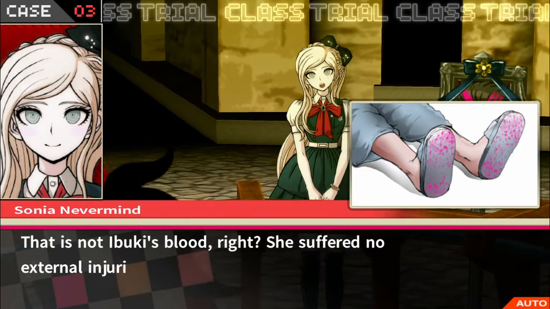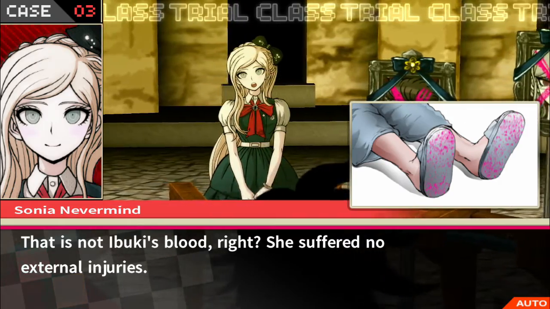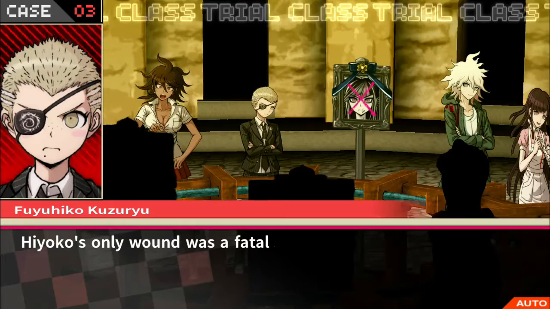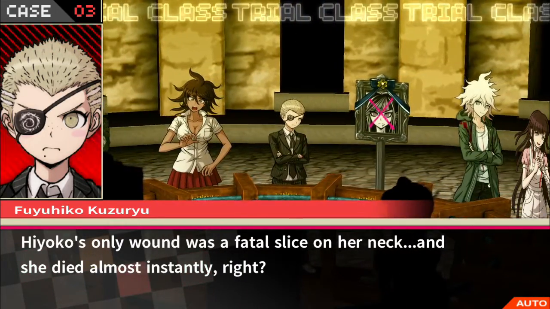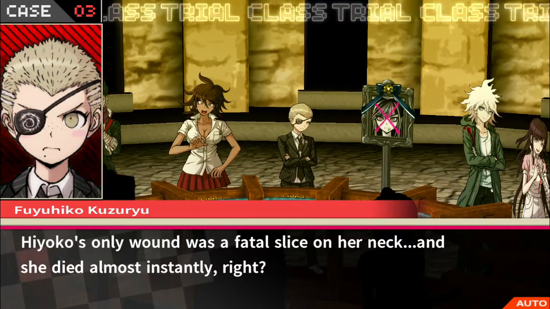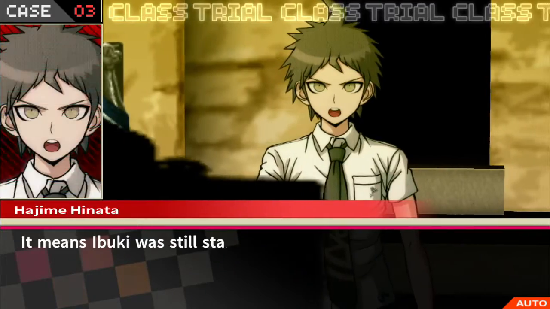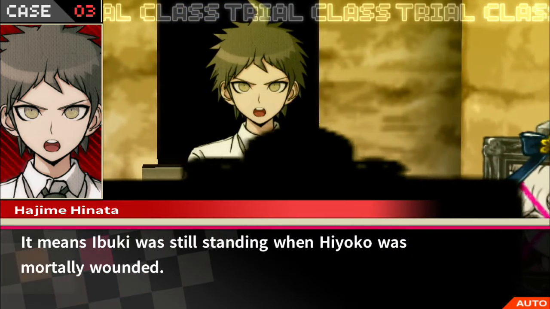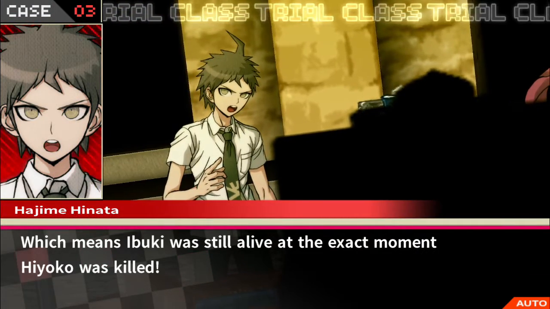That is not Ibuki's blood, right? She suffered no external injuries. That's right. Then it's Hiyoko's blood! Probably. Hiyoko's only wound was a fatal slice on her neck. And she died almost instantly, right? If Ibuki stepped on her blood, it means Ibuki was still standing when Hiyoko was mortally wounded. Which means Ibuki was still alive at the exact moment Hiyoko was killed.